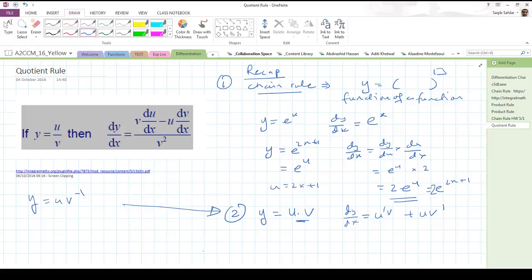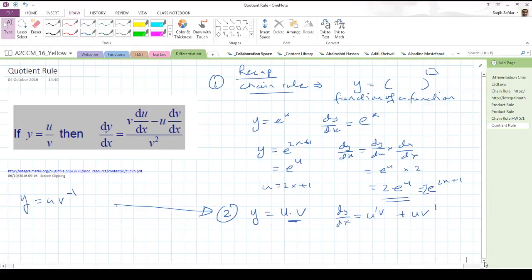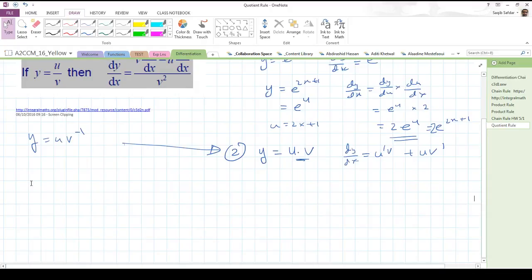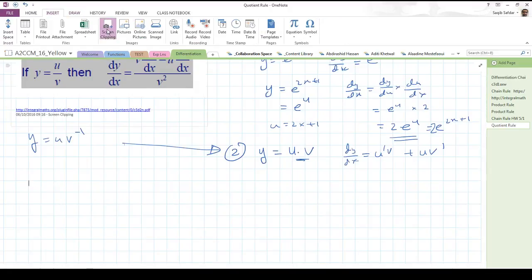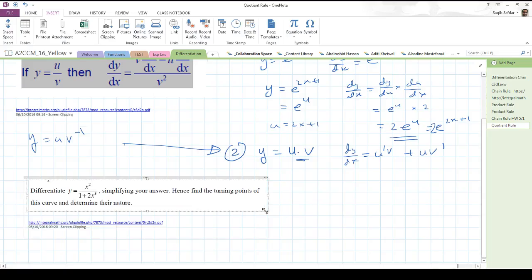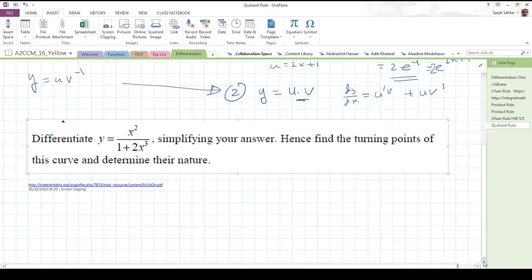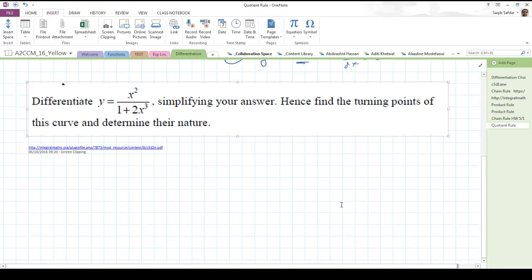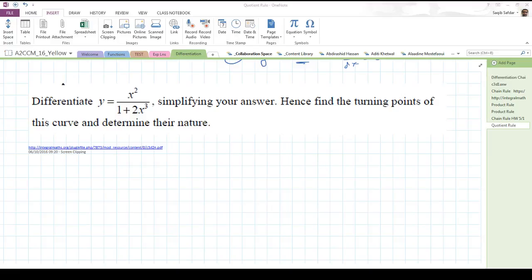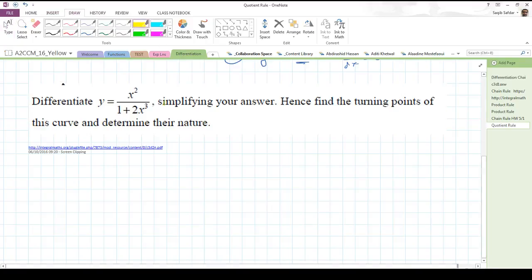Is that okay? Alright. Let's run through an example, and this is like a three-step question. I'll put it in, and here it goes, and we'll do it step by step, okay? I like this question because it goes through a lot in just one example. So it says differentiate y equals x squared divided by 1 plus 2x cubed. Then it says, and let's just read this really carefully, simplify your answer, find the turning points, and then determine their nature.